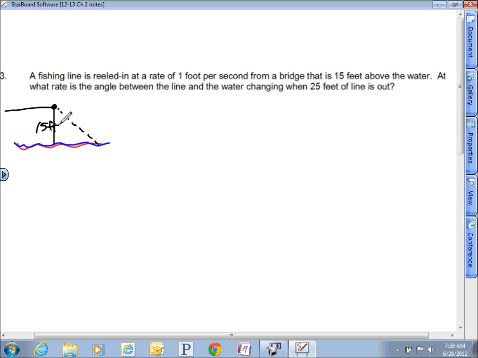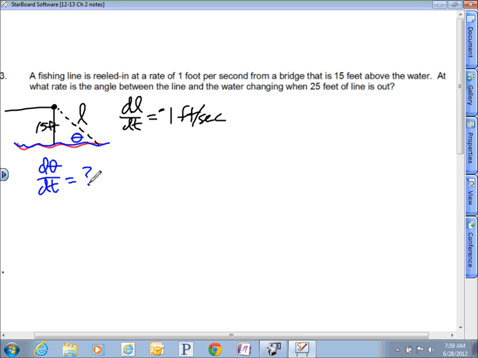So let's call this L for line. dL/dt is being reeled in, meaning it's getting smaller at 1 foot per second, so you better put a negative on it. So we call it -1. We're supposed to find the rate at which the angle between the line and the water, let's call that theta right there, is changing. As you're reeling a fish in and that fish is getting closer, that theta should be getting bigger. So we're looking in this problem for d theta/dt.